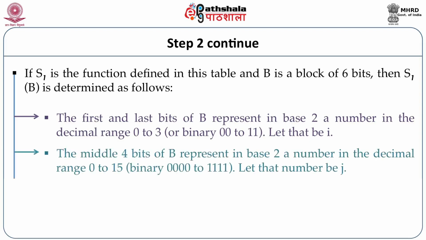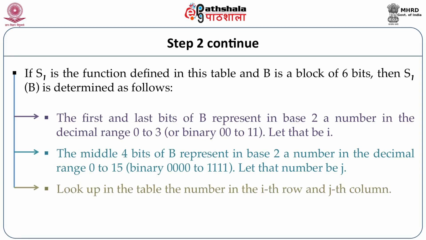The middle 4 bits of B represent, in base 2, a number in the decimal range 0 to 15. That means if those 4 bits are 0, 0, 0, 0, they represent decimal 0. If those bits are 1, 1, 1, 1, they represent the decimal number 15. Look up the S box table, the number in the ith row and jth column.